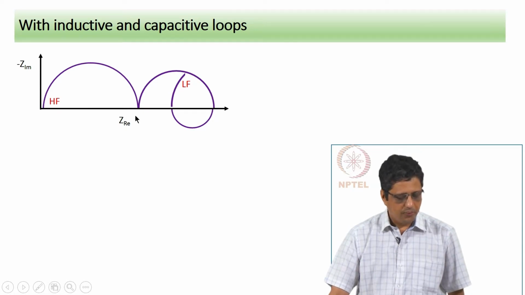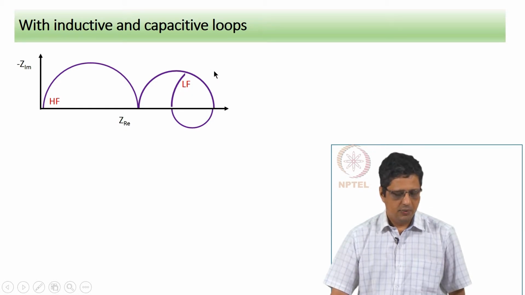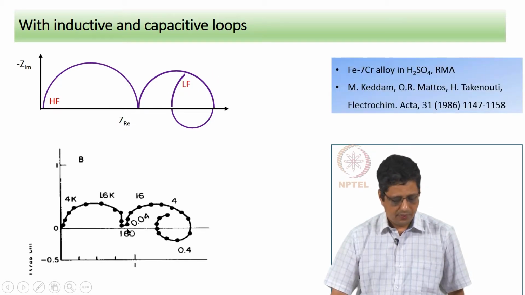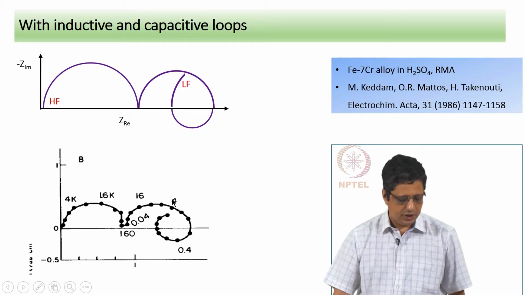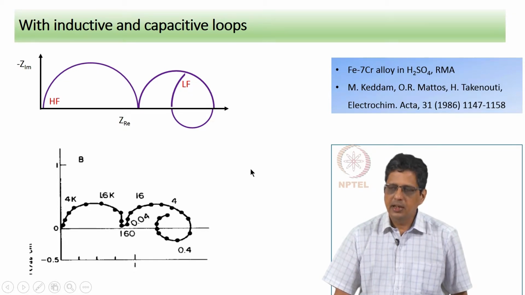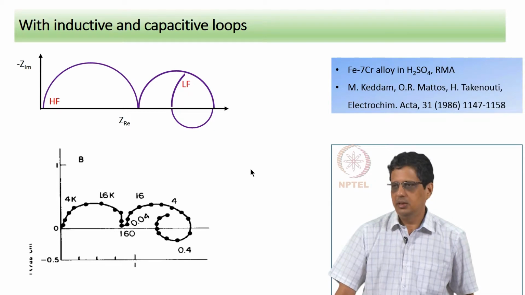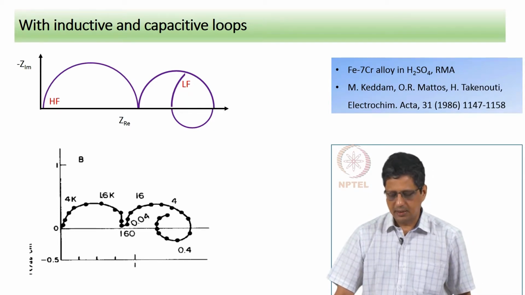Now, a little more sophisticated pattern. It is an extension of what we have seen before: capacitive, capacitive, inductive, followed by a capacitive loop. A capacitive loop here, the data is little noisy here, another clean capacitive loop, inductive loop and a capacitive loop. The numbers here represent the frequencies at which these data points have been taken, and this is published in 1986. This is an iron chromium alloy dissolving in sulfuric acid, again analyzed with mechanistic analysis.